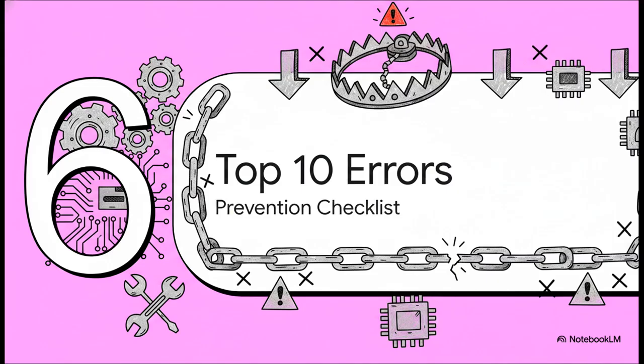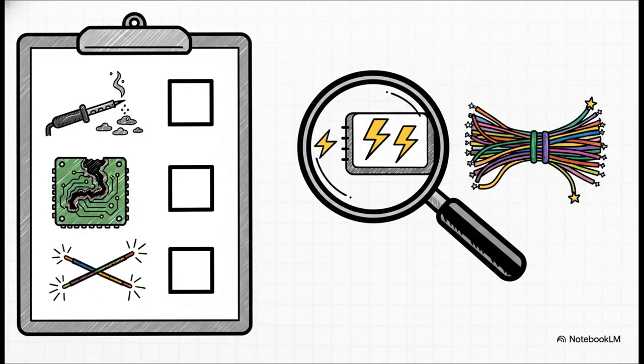All right, Section 6, Top 10 Workshop Errors, the ultimate prevention checklist. Let's tie all this technical theory together and look at the definitive traps that catch even the most experienced technicians. You might actually want to print this list out for your shop because systematically eliminating these 10 errors will dramatically increase your success rate and profitability.